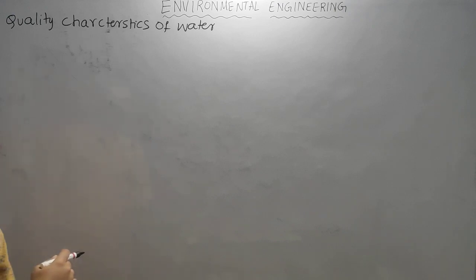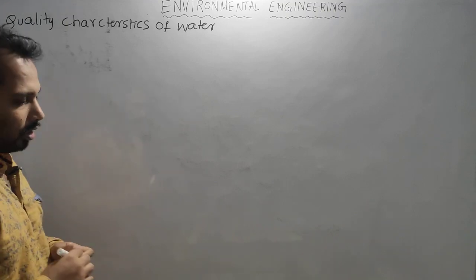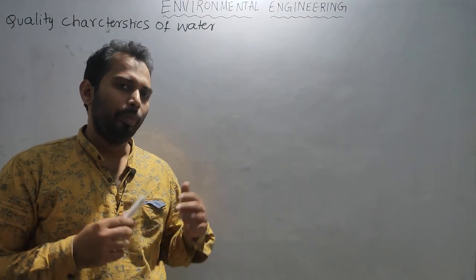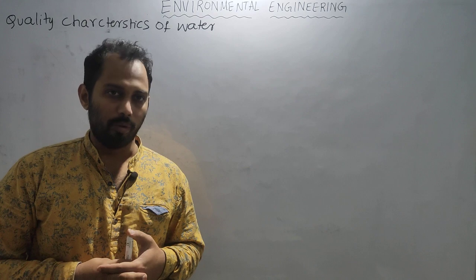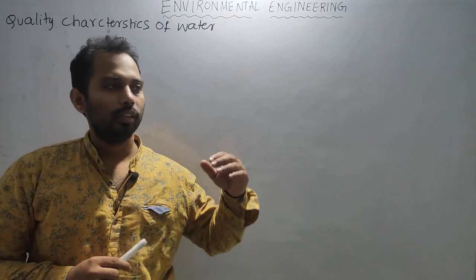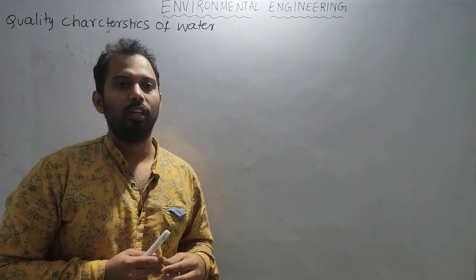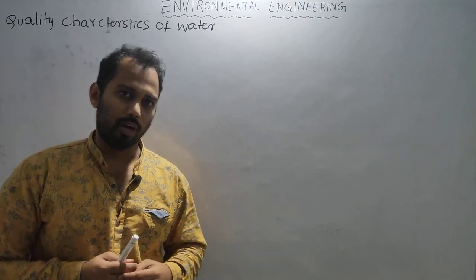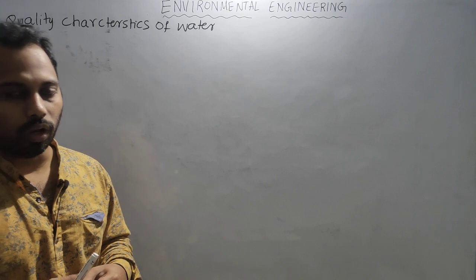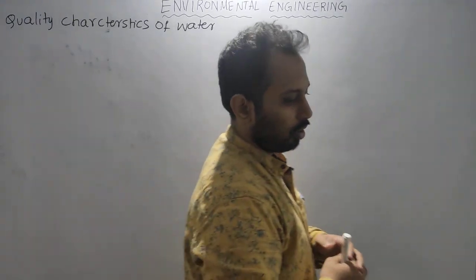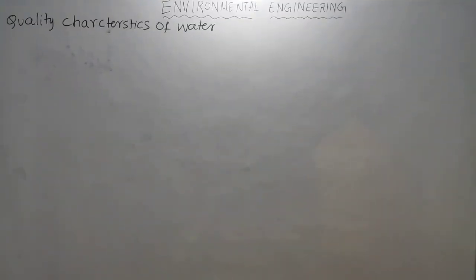So, quality characteristics of water. See here, in general, various impurities will be present in water in various forms. Chemically, water is H2O. We also call it distilled water, which we use in our laboratory testing. That is the purest form of water, which is simply in its molecular form, that is H2O.